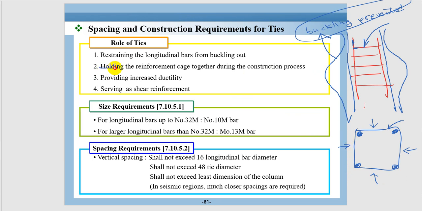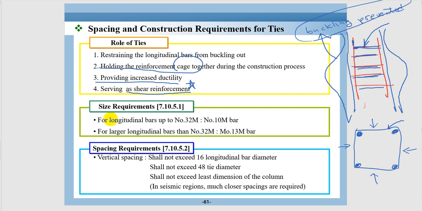Alright, so it's holding the whole cage and also providing increased ductility. The ductility is increased when buckling is prevented, as you see over there. The third role is serving as shear reinforcement. This is also one of the very important reasons. These hoops can provide shear reinforcement. It looks like a stirrup in beams, as we saw before.